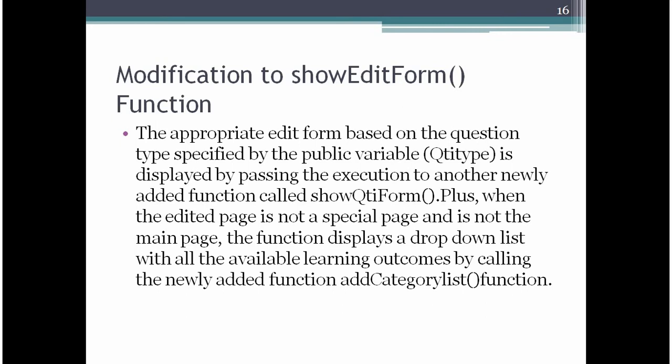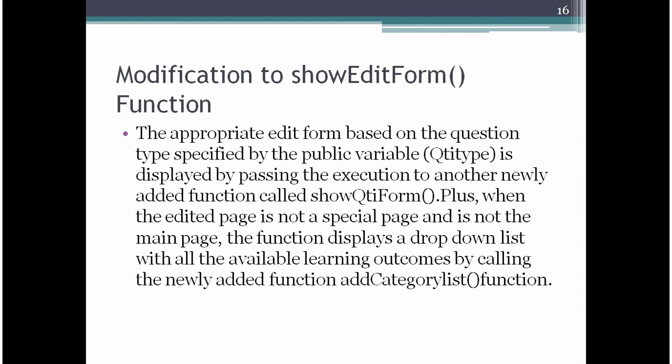Also, part of this show edit form checks for the global variable QTI type to decide on the type of the question, and accordingly will pass the execution to another function that's called show_QTI form. In other words, from this point forward, I start to show the edit form, but I don't show it all in one function. I show it in different functions, and that was not my choice. I just followed the same flow of the engine. That's how it works.